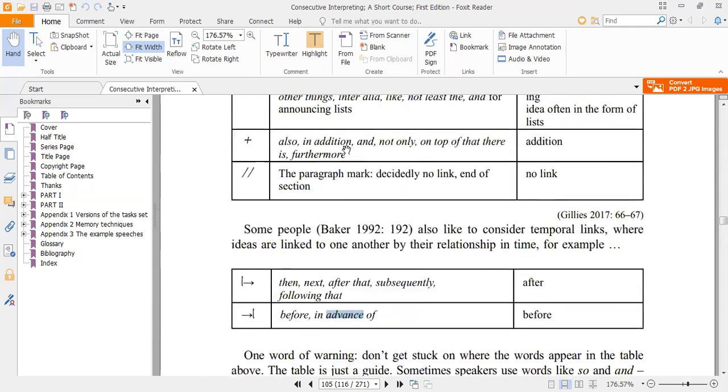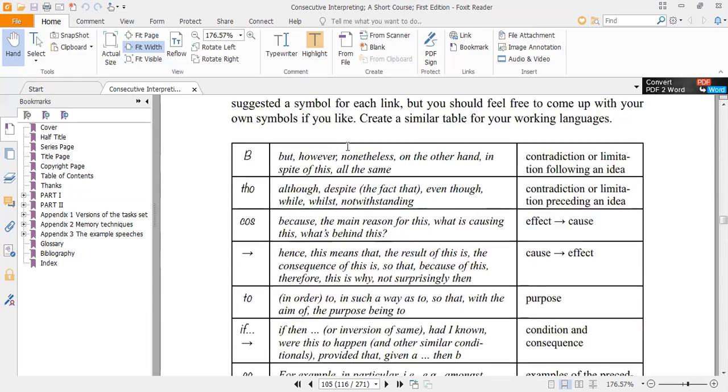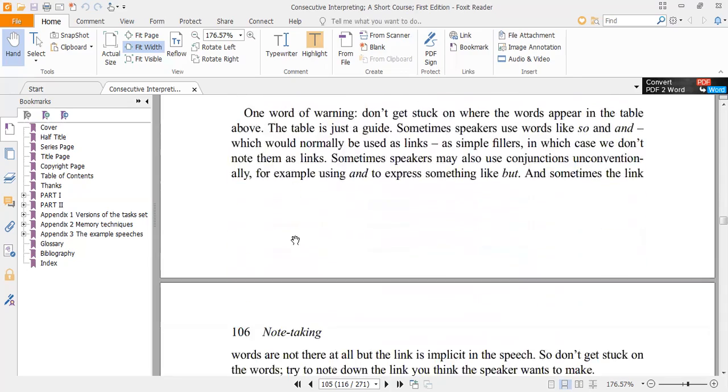Not difficult actually to take them in advance, only as notes. What you need is to know the relationship between the two sentences and take them as notes. Too, for example, B refers to but, however, on the other hand, in spite of, despite, though, which means although, despite, even though, whilst, and so on.